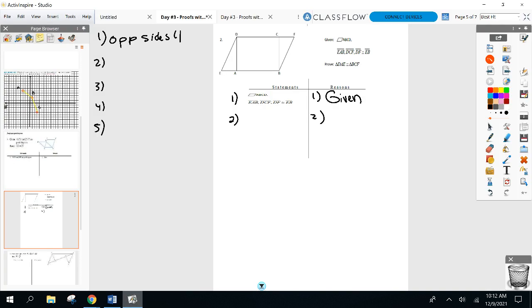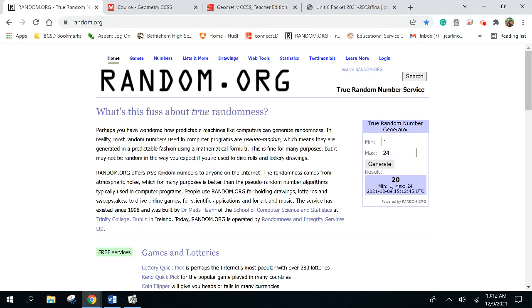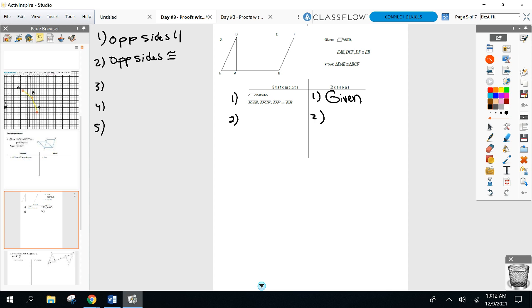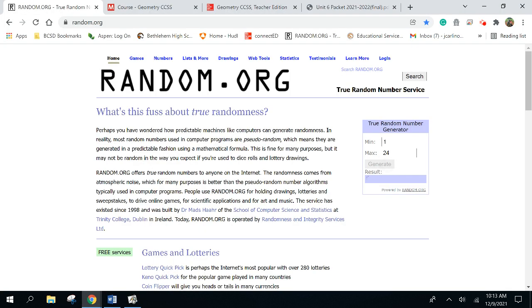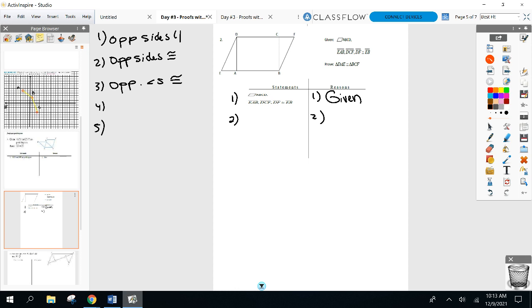How about another property? Opposite sides are congruent. Opposite sides congruent. Opposite angles congruent. And I will be honest with everyone, those are probably the top 3 we're going to use every time in a proof. We'll use those 3 a majority of the time. But I do want to go through the other 2. Yep, consecutive angles are supplementary.